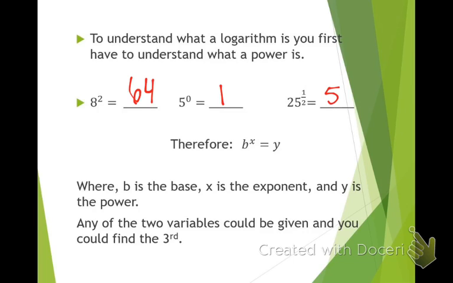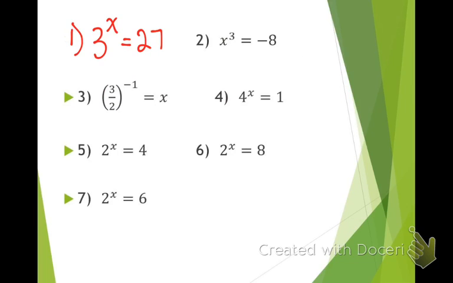Any of the two variables could be given, and you could find the third. At least most of these, we should be able to figure out what x is more or less just by thinking about it and applying what we know about exponents and powers. 3 to what power is equal to 27? 3, because 3 times 3 times 3 is 27. So x would equal 3.